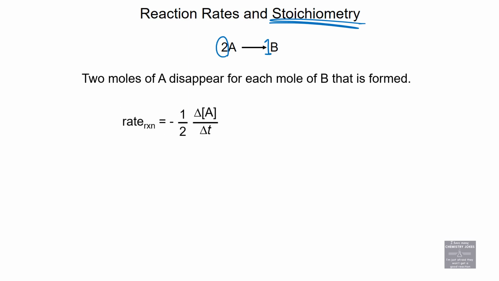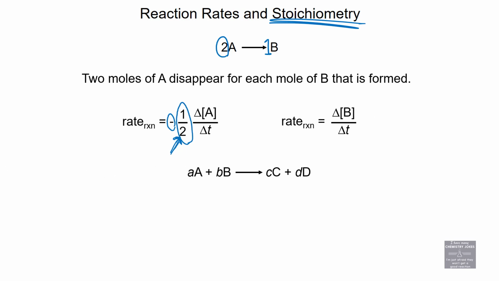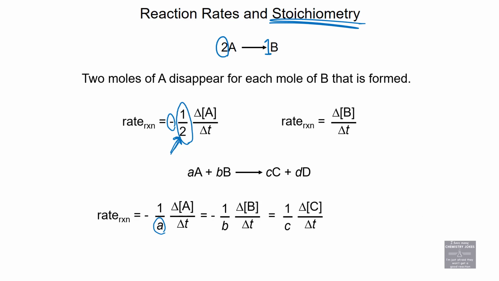So the way we show that in a reaction rate expression is negative, because it's a reactant, 1/2, because it's 1 over the coefficient in front of A, delta t. B does not have a coefficient, so it looks exactly the same as it did before. What if you have many, many coefficients? Reactants are always negative because they are disappearing. The coefficient is 1 over the coefficient of whatever it is. So negative 1 over a, delta A over delta t, negative 1 over b, delta B over delta t, positive 1 over c, delta C over delta t, positive 1 over d, delta D over delta t.